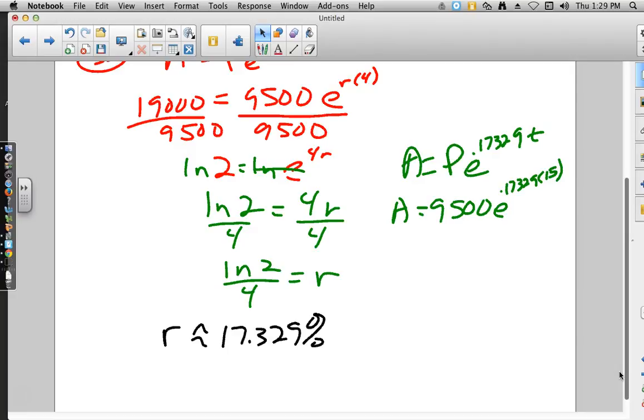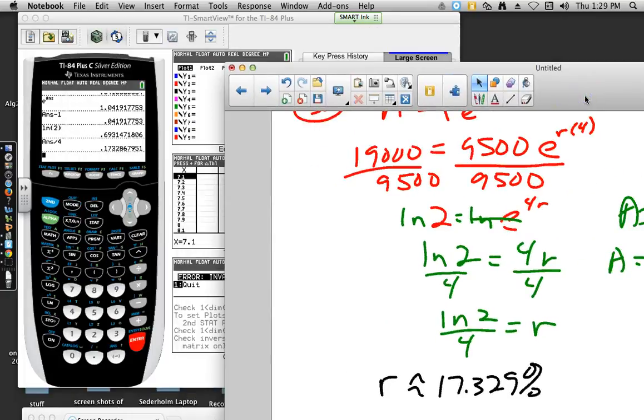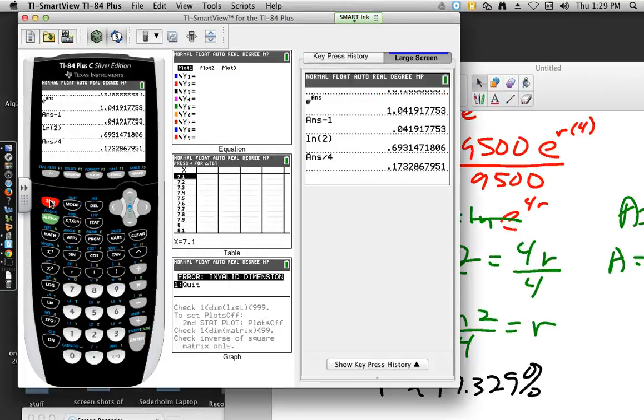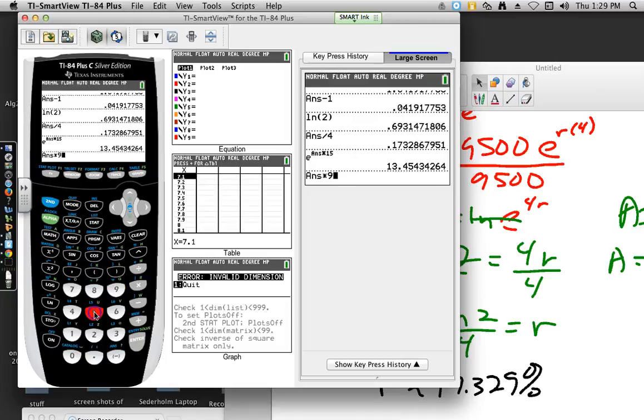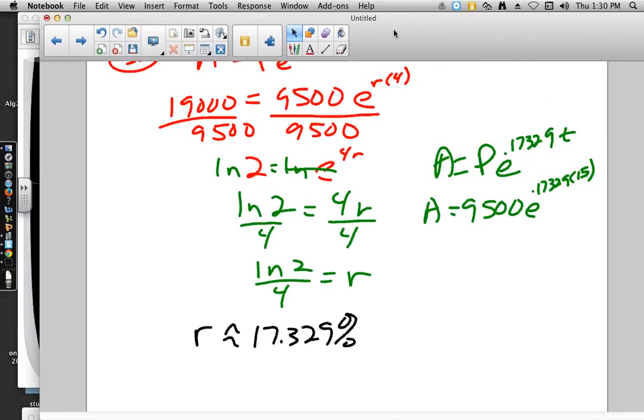So again, you can do it in pieces. Second e to the, and I already have that as part of my answer up there, so second answer, and then we needed that times 15. We get an answer and we take that times the $9,500. And there it is, $127,816 and about 26 cents.